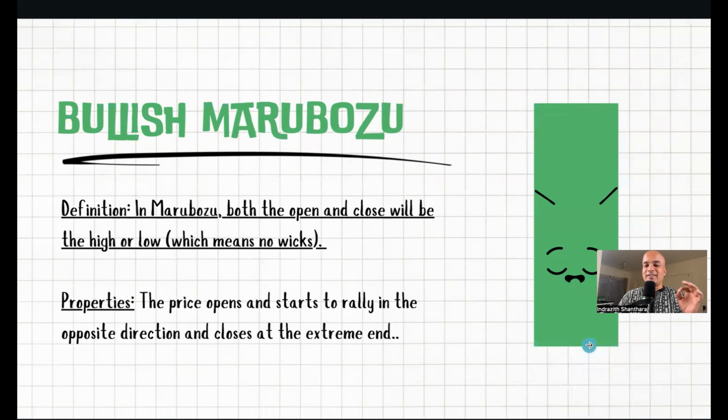So this indicates, in this case, for example, when the candle opened, there are no sellers. Buying power itself is very strong. And during the close of the candle also, there are no sellers, which means buyers have dominated this particular time period, right? This particular candle. So that's why it's called bullish Marubozu.